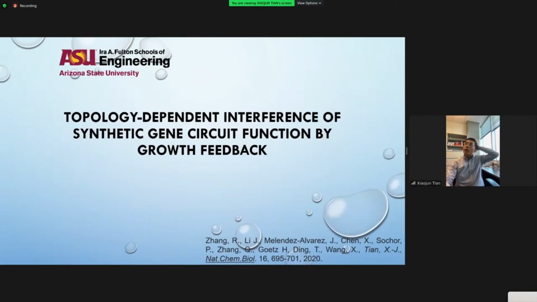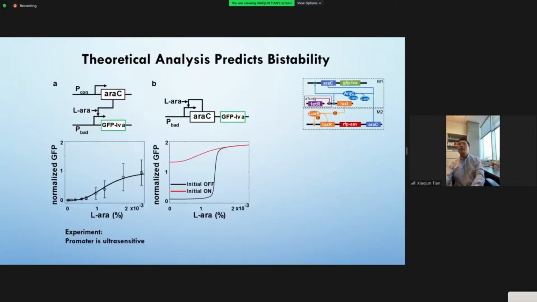The first work we published is about the interaction between the synthetic gene circuit and the host cell growth. There is a growth feedback between them. And this is a story about the first module, the ROC module. And we tried very hard to make sure the first module is a bistable switch, right?